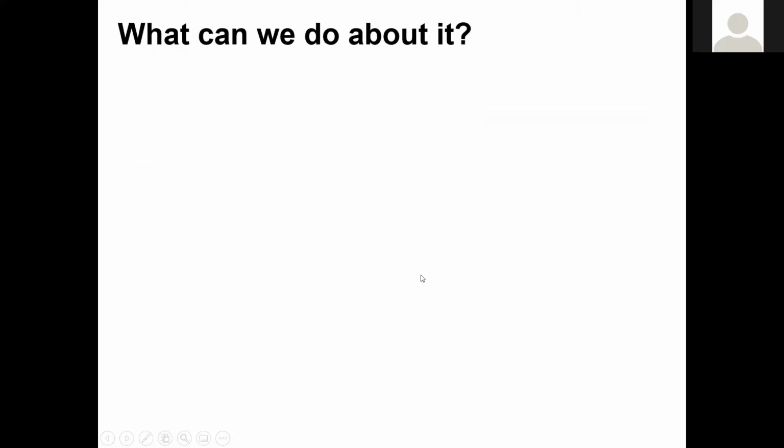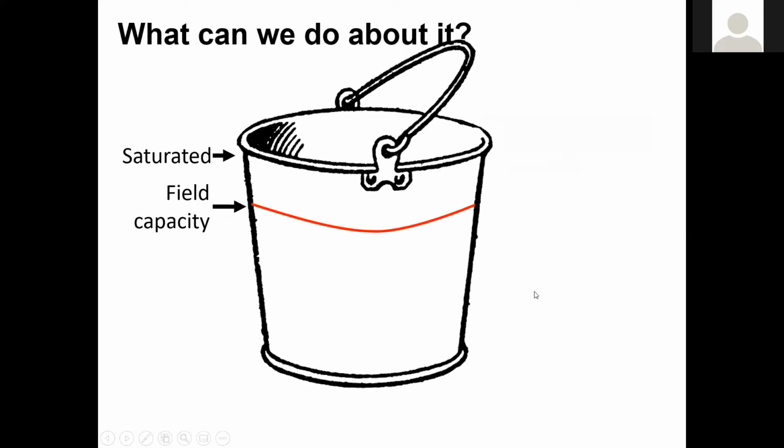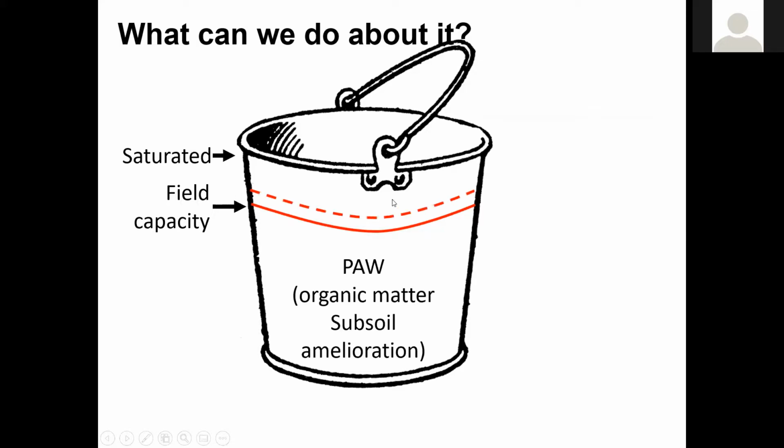So just finally, sort of what can we do about it? If we come back to our bucket and we start thinking about this field capacity in that saturated zone, because it's this zone in here that we're thinking about, potentially increasing the plant available water through things like improving our soil structure. So soil organic matter will be a positive towards that, even though it won't be huge.